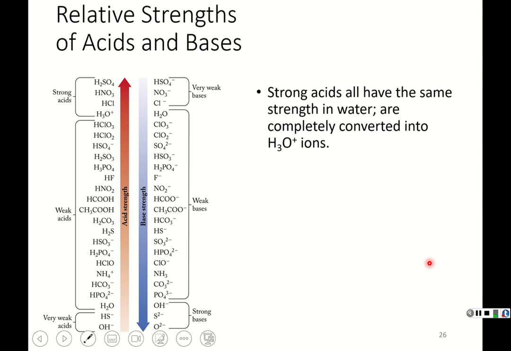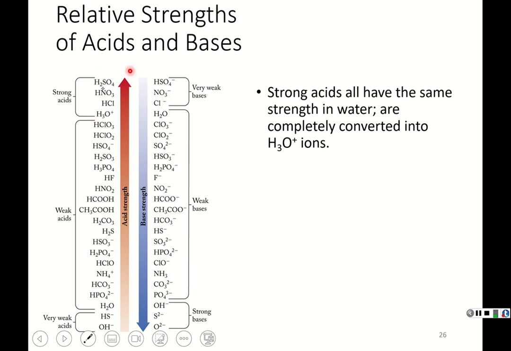Comparing strengths of acids and bases. On this side we have their acids written, and on this side are their conjugate bases. The conjugate base of an acid is what that molecule looks like after it has given up a proton. So H2SO4's conjugate base would be HSO4 minus, HNO3's conjugate base would be NO3 minus, and so forth.